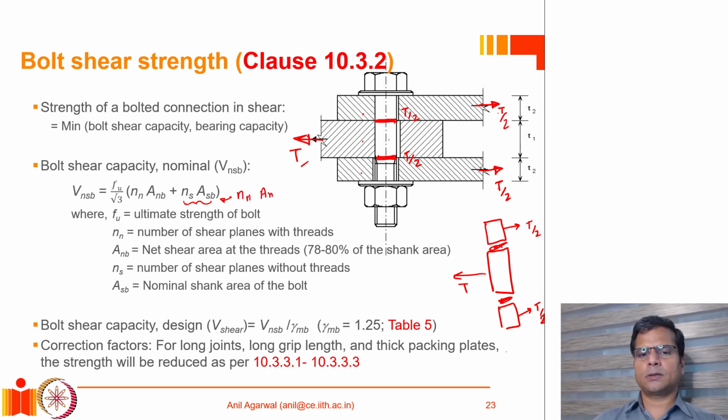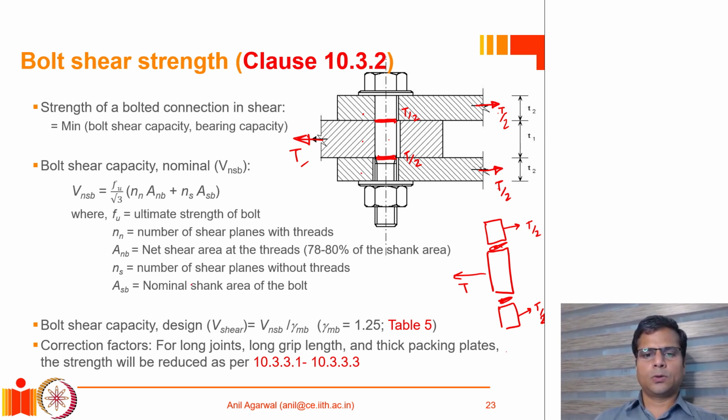That is just a simpler approach and a conservative approach as far as design calculation is concerned. Now for Ns, it is easy to calculate. If we know the diameter of the bolt, we can calculate the cross-section area of the bolt. That is the cross-section area of the shank. An can be calculated by assuming that the net cross-section area is approximately 78 to 80% of the shank area.